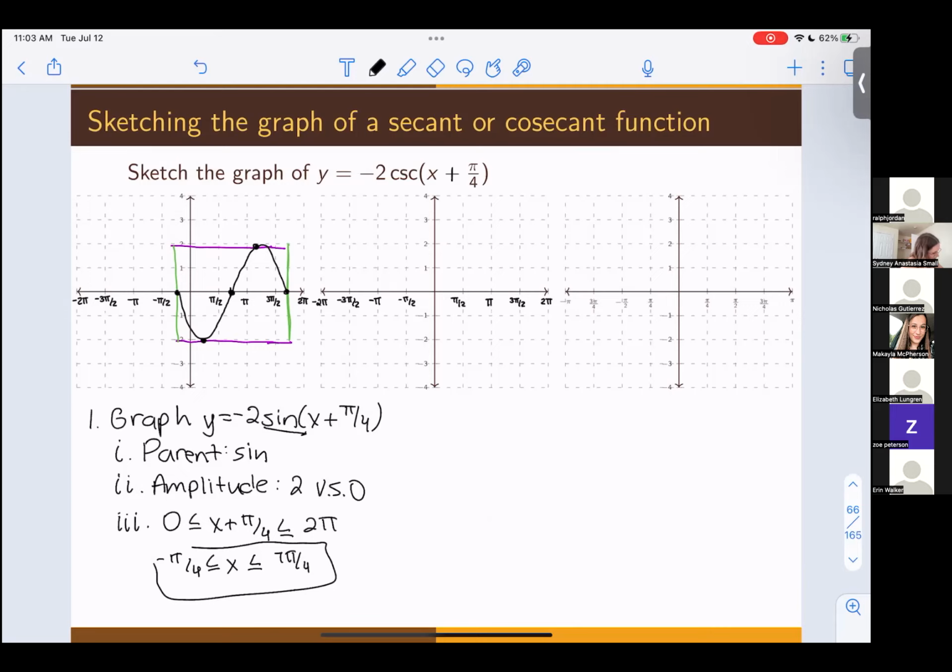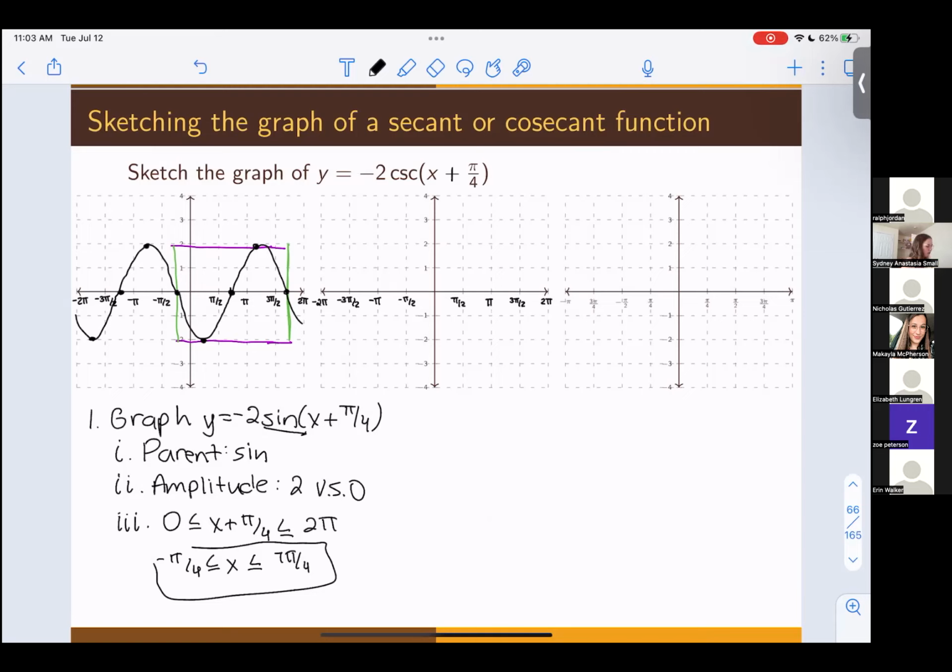Pi over 2 over, we hit a high point up here. Another pi over 2 over, we intersect the x-axis again. Another pi over 2 over, we're back down here. And so we're going to have something that looks like this. And then that doesn't hit a higher low point.